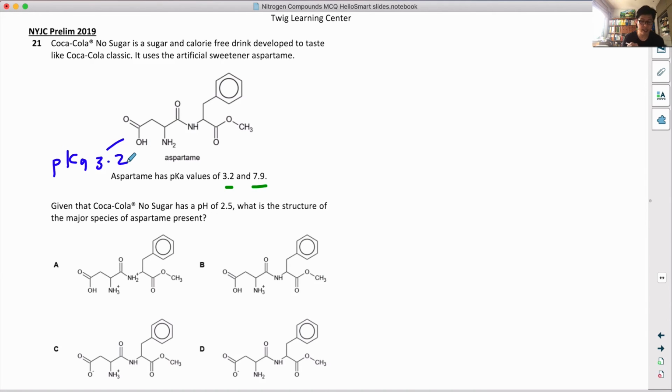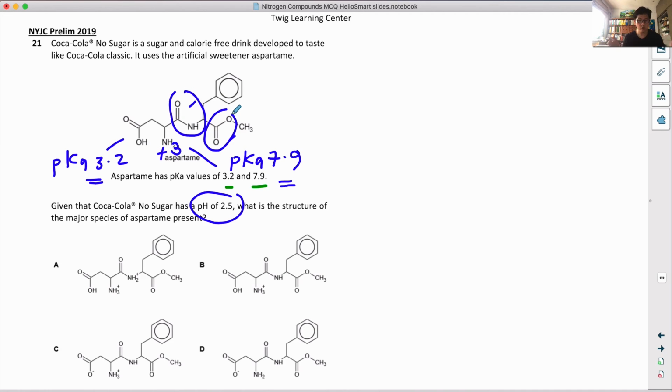The other acidic group, you can see ester is neutral, amide is neutral, so the acidic group is actually the NH3 plus over here. So this one is the pKa 7.9. Even with a pH of 2.5, pH 2.5 means very acidic. So pH 2.5 is below 3.2 and below 7.9, which means both parts will be protonated. I won't touch these two because they are neutral. Ester and amide are neutral, so don't touch them.